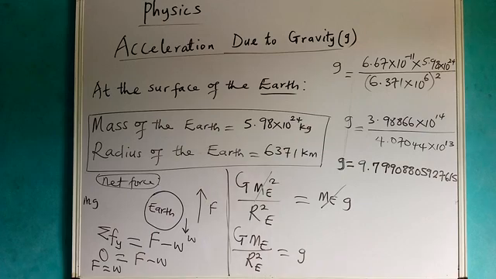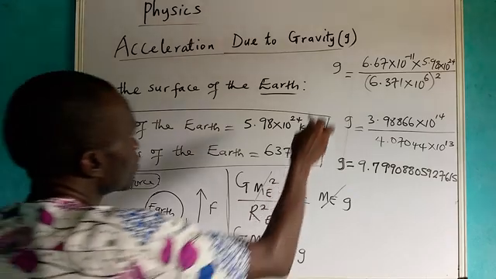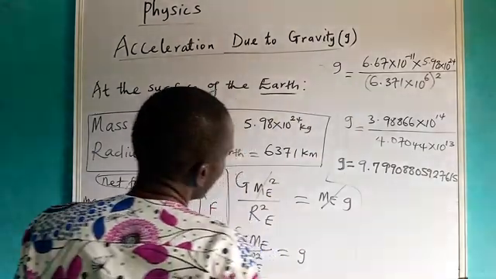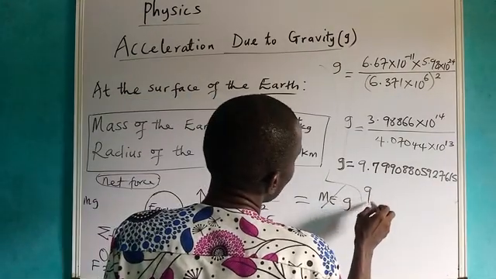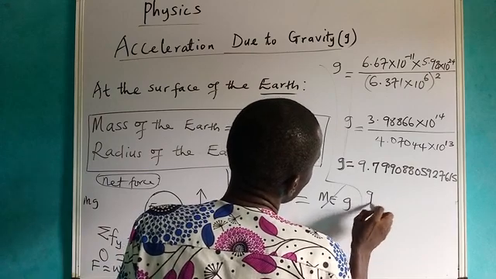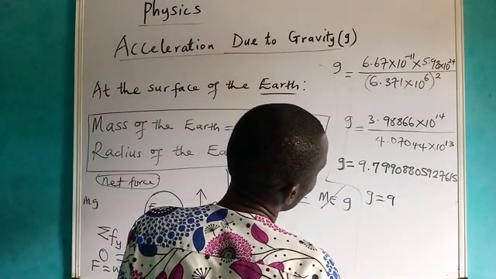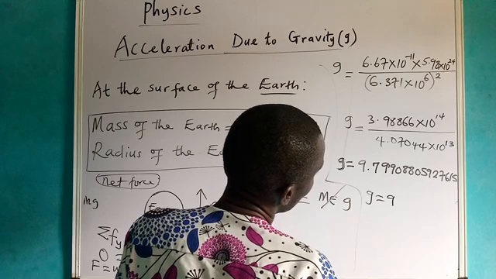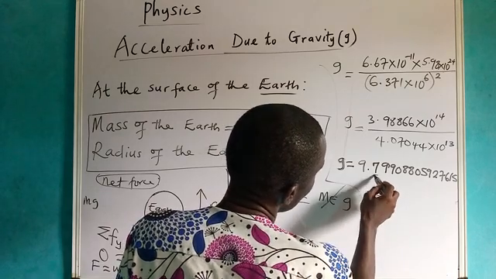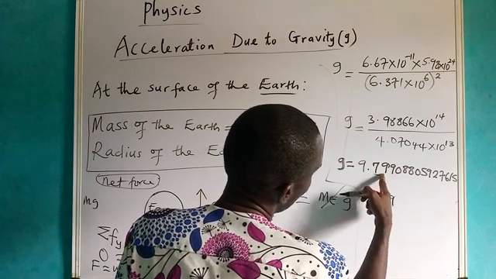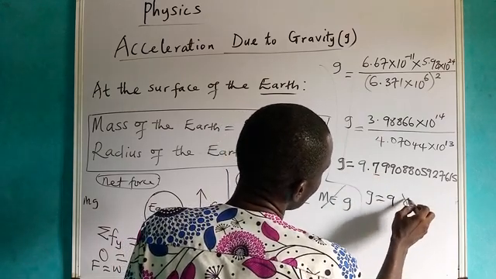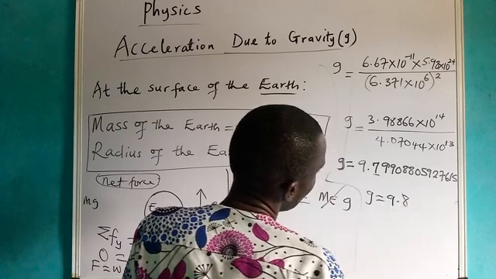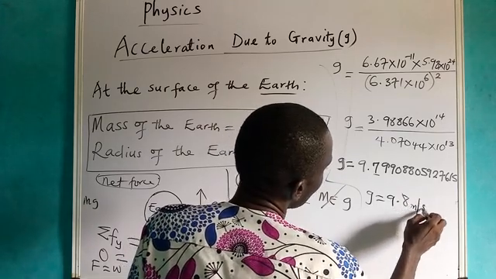Now, I want to approximate. Do you know that in some cases G is given as 9 point something? When you make it to one decimal place, you round up and have 9.8, meaning 9.8 meters per second squared.